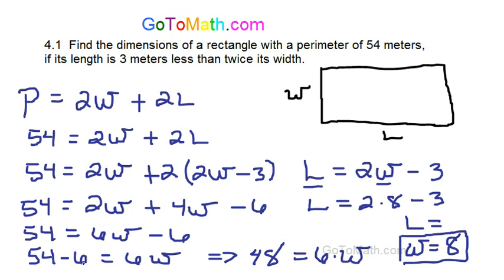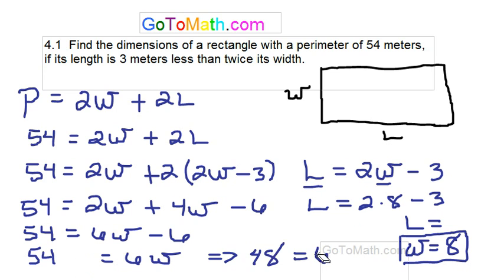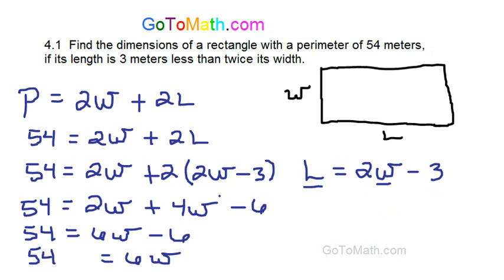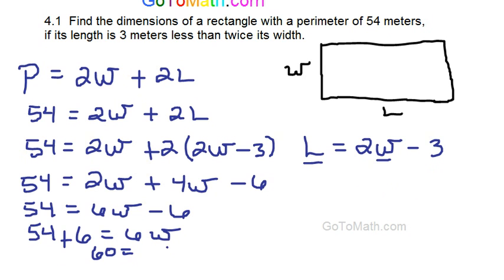Wait a minute. What am I doing? I see a mistake being made, and you might have seen it. So we take the 6 over to the left. What am I doing? I subtracted. Alright, so that's going to be 60. We better make some adjustments. I don't know what I was thinking there.